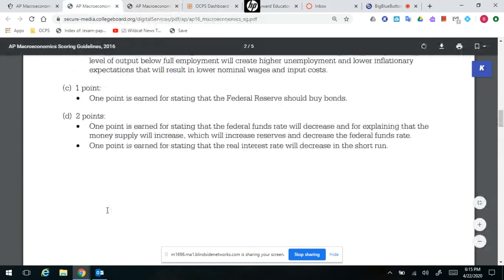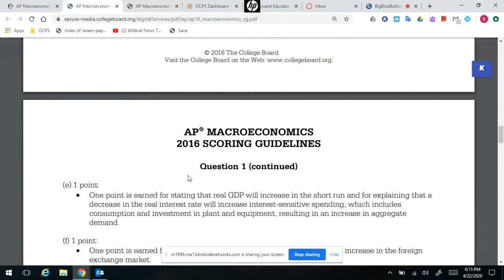As interest rates go down, it's going to be cheaper to borrow money. So more people will borrow and spend. Businesses will borrow and spend and increase aggregate demand. For explaining that, the decrease in real interest rates will increase interest-sensitive spending, which is essentially your C, your consumption, and your I sub G, your investment in plant and equipment, and those are components of aggregate demand. So as consumption and investment increase, that means aggregate demand will also increase.